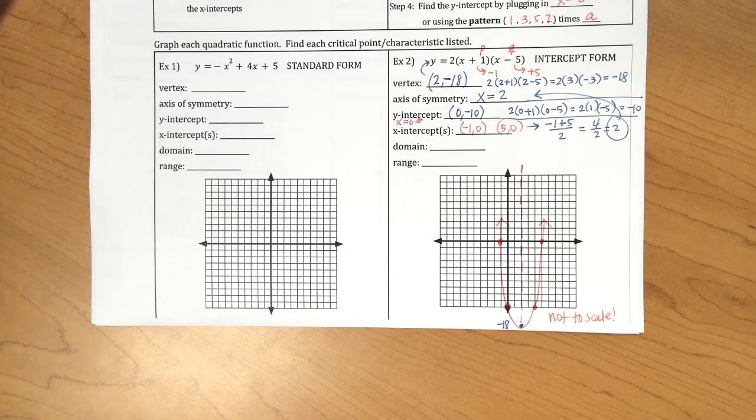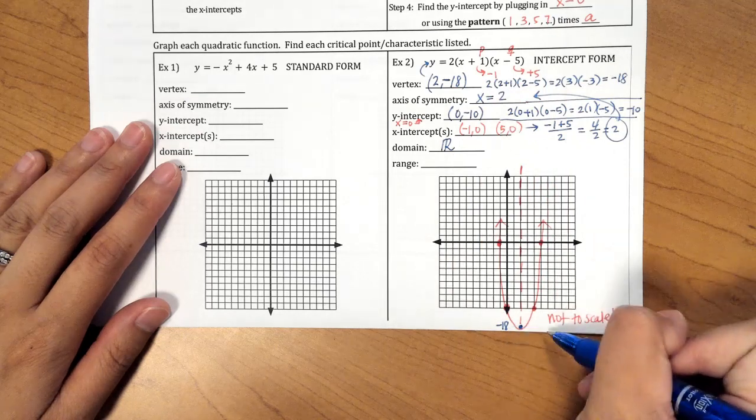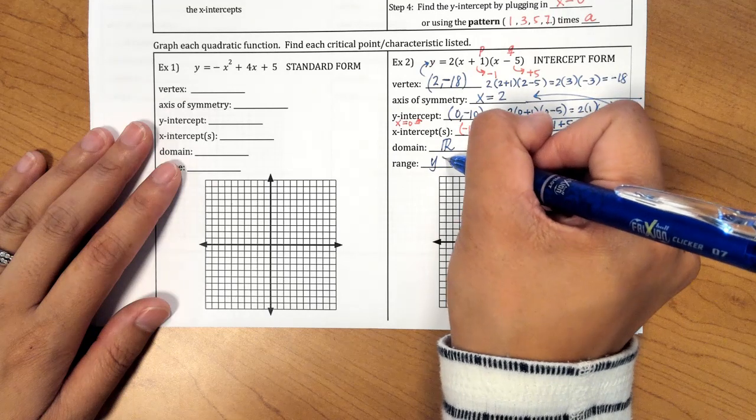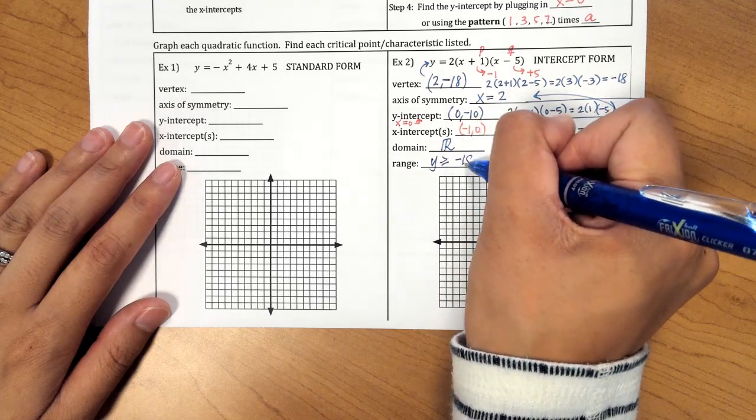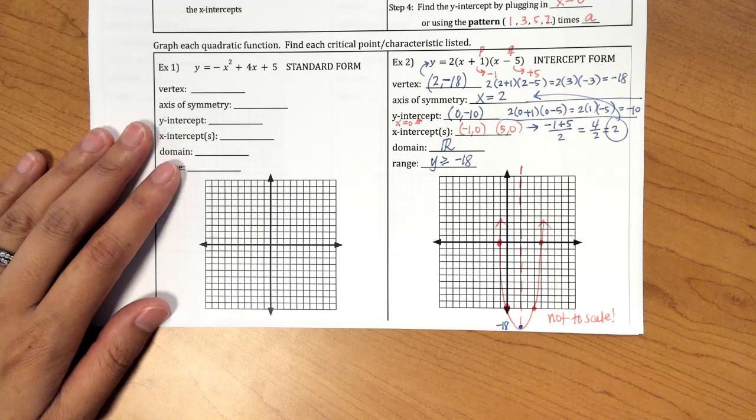Hopefully you remember that domain is always all real numbers. And range is the y values. So starting at the lowest, y is greater than or equal to -18, because my graph points up, starting at -18.